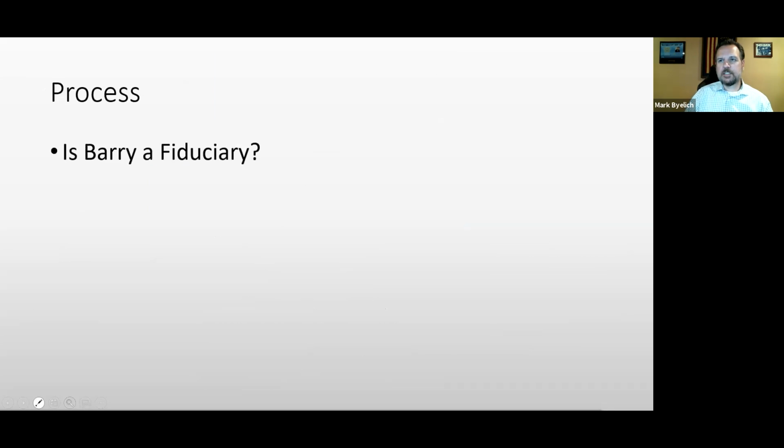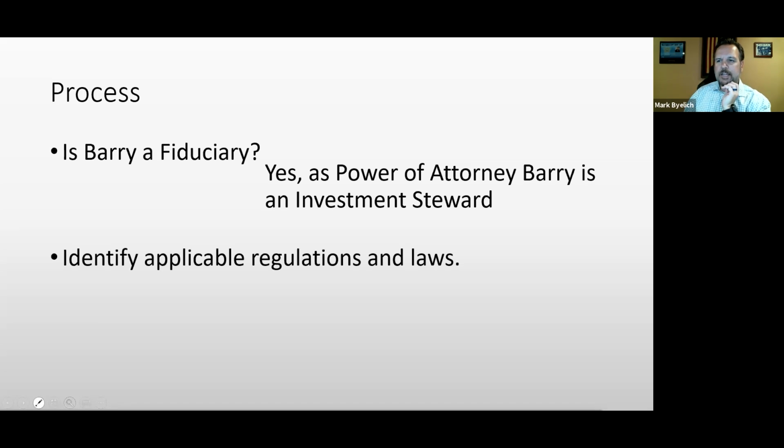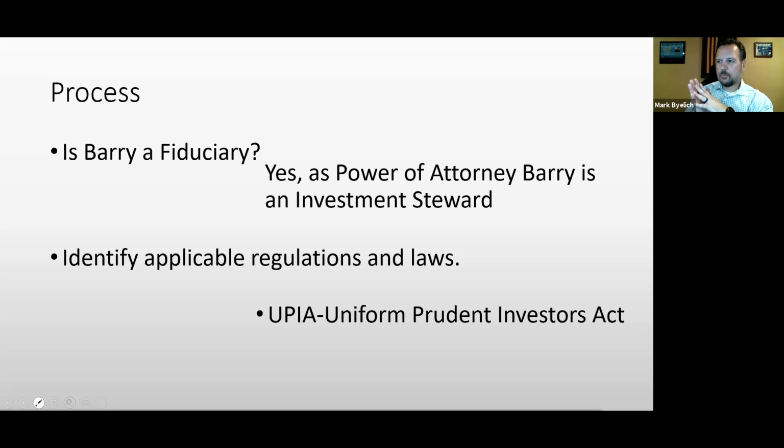So let's take a look at it. Let's look at process. Is Barry a fiduciary? Raise your hand for me if you think that Barry's a fiduciary. I hope every one of you raises your hands. Yes, Barry is a fiduciary. Yes, as a power of attorney, Barry is an investment steward. He's a fiduciary. Identify the applicable regulations and laws: that's going to fall under the Uniform Prudent Investors Act for Barry. And he's going to be governed by any document that's put together for Mike and Maddie.